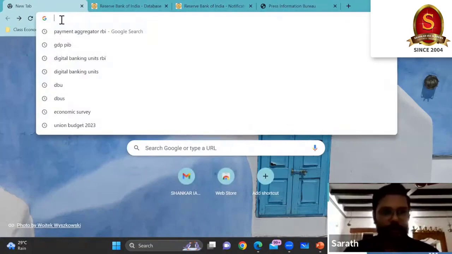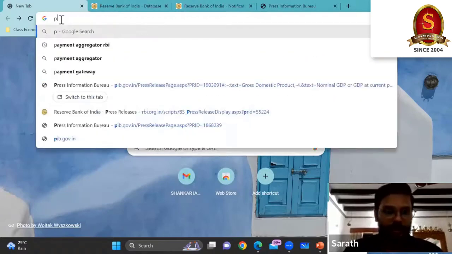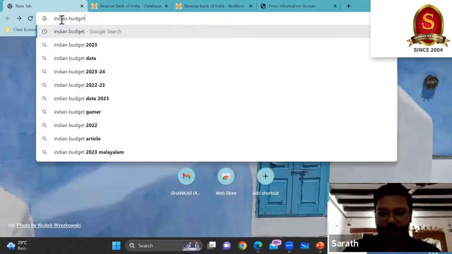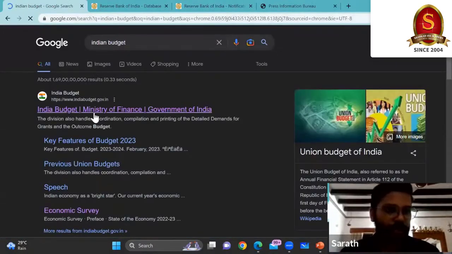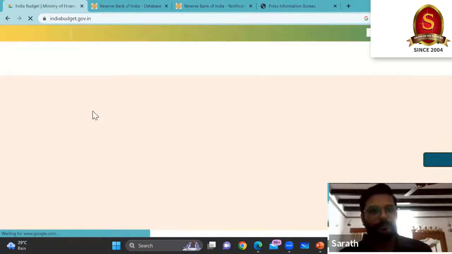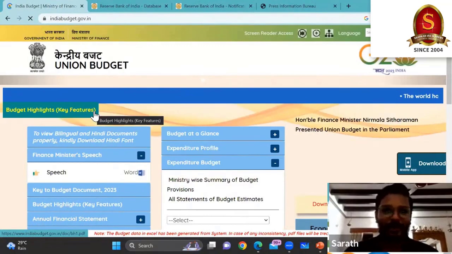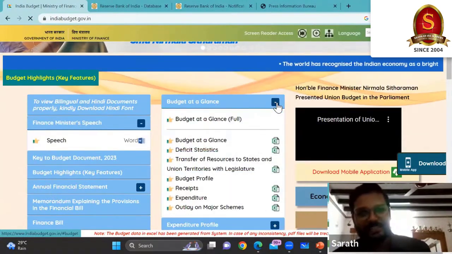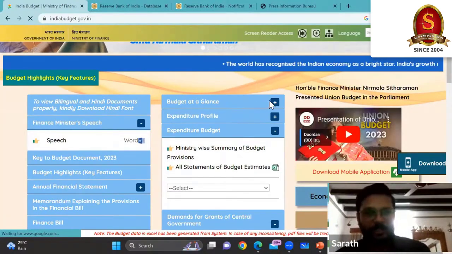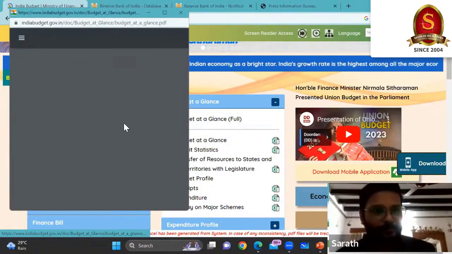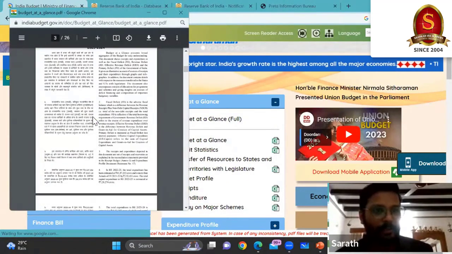You're able to see what I'm doing, right? Okay. So what am I doing? I'm simply typing, okay. Indian budget. What's the first website that I get? Indiabudget.gov.in. Open. I'm teaching you how to download a document. Okay, budget at a glance. You'll notice right in the center, budget at a glance. Budget at a glance full. That's it. Download the document. This is the document that we have been referring to.